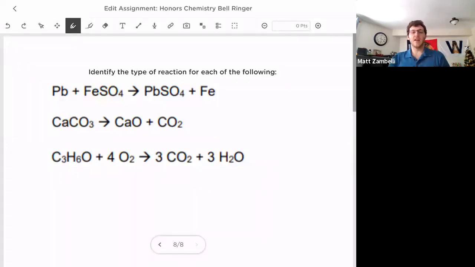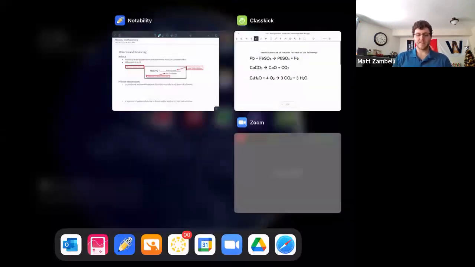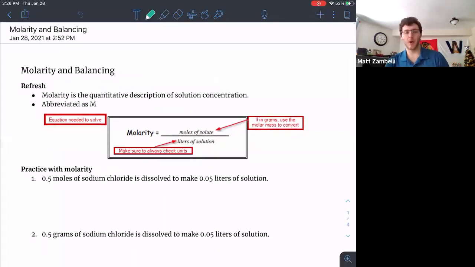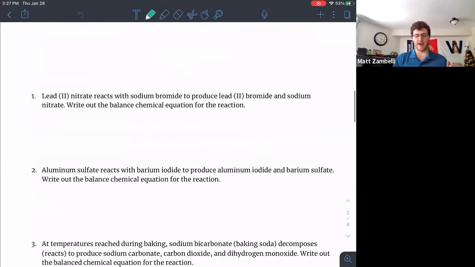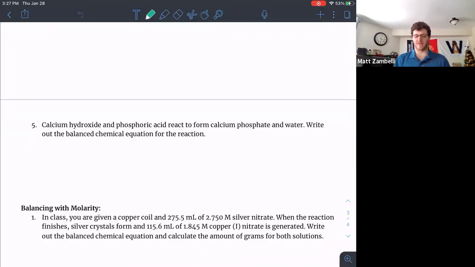All right, so then let's take a look at your assignment for today. Your assignment for today is on balancing and molarity. So first, this one's going to be a 2-day assignment. So today what we're going to do is go through the first 2 pages through question 5 right here. So you can stop before you get all the way down. We're going to stop right there at balancing with molarity, just so you're all aware.